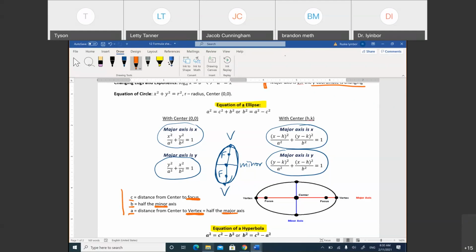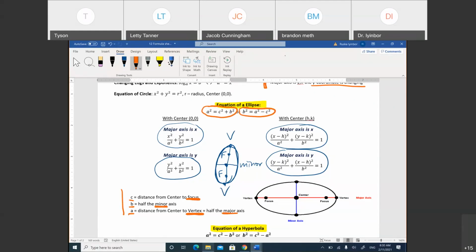So if you are given focus, that gives you C. If they give you minor axis, that gives you B. Major axis and vertex give you A. And if you have C and B and you want to find A, then these are the equations to use to find A or find B, whatever you need to find, because the formulas have A and B.